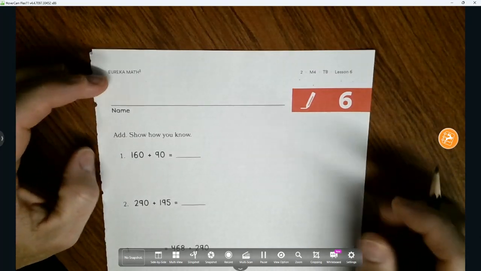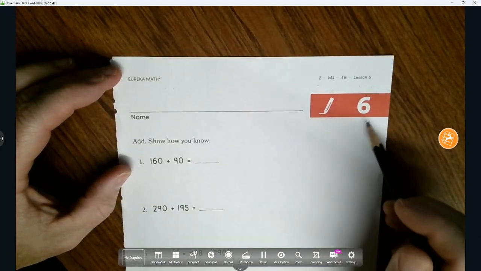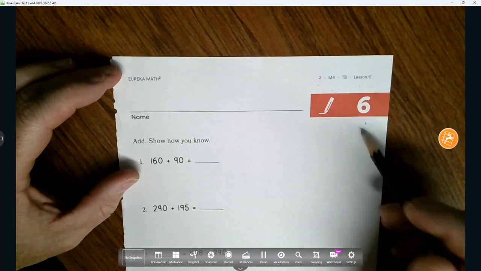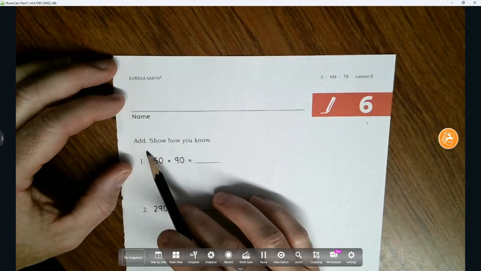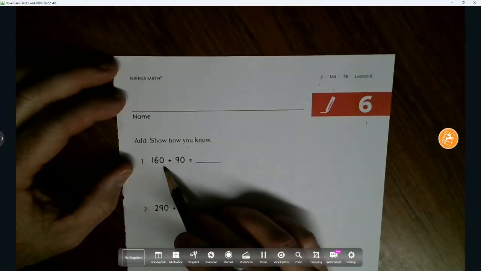All right, let's get going today. We're going to lesson 6 on pages 33 and 34. Add, show how you know. So we have 160 plus 90.